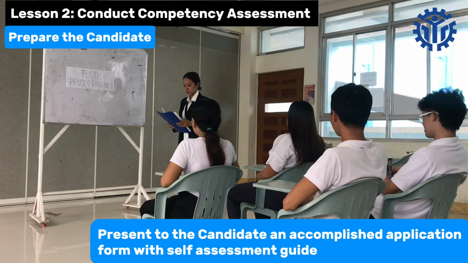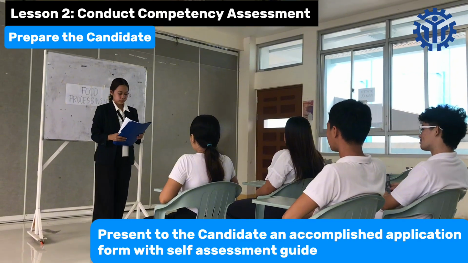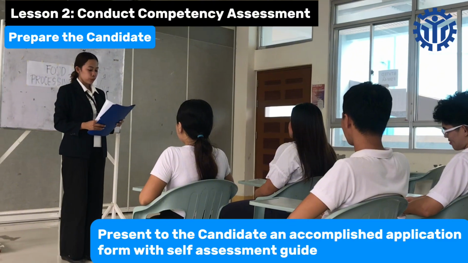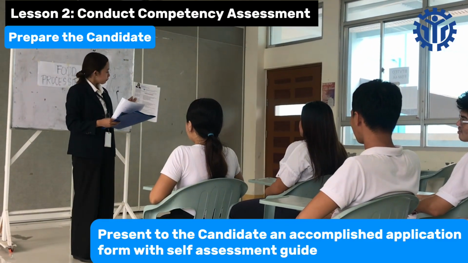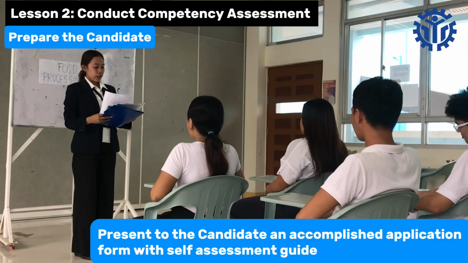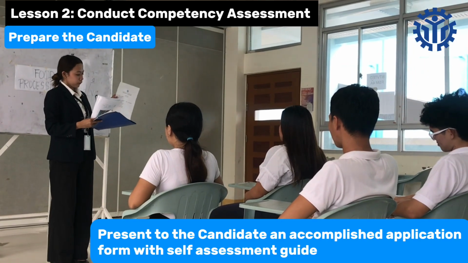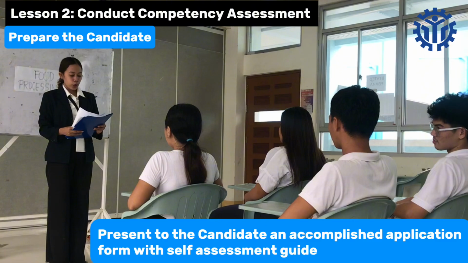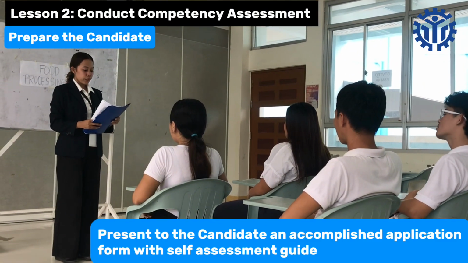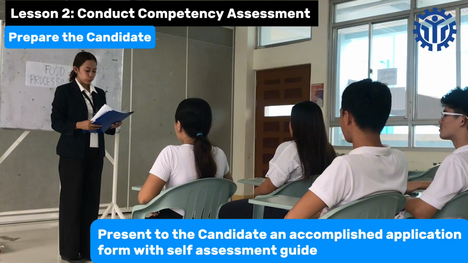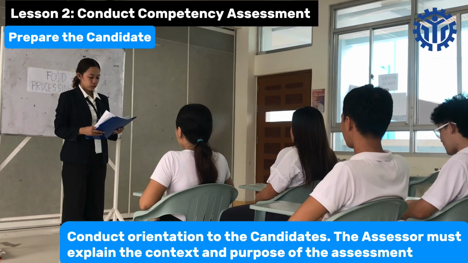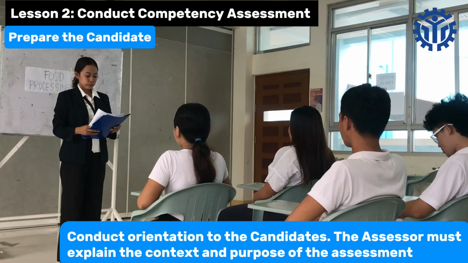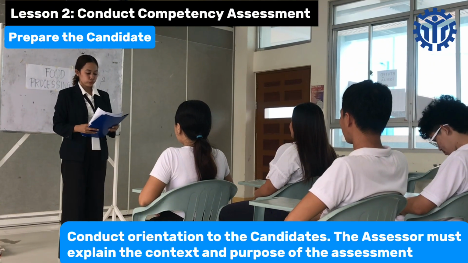Present to the candidate an accomplished application form with self-assessment guide. So I have here with me the application form and self-assessment guide. This is an indication that you know and can perform all units of competency enumerated for food processing industry. Conduct orientation to the candidates. The assessor must explain the context and purpose of the assessment.